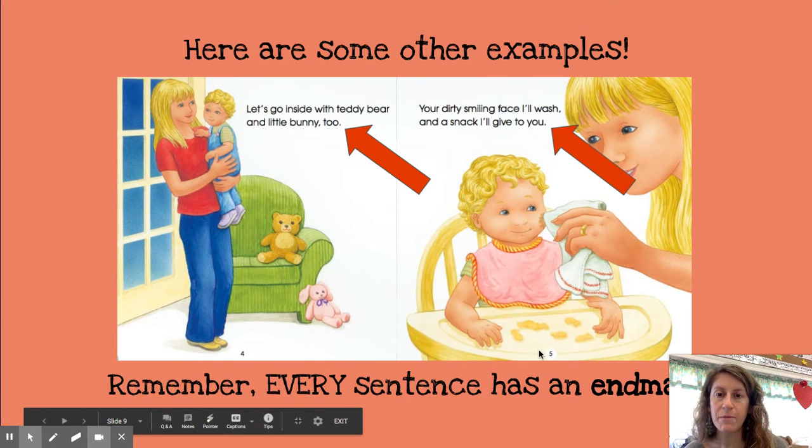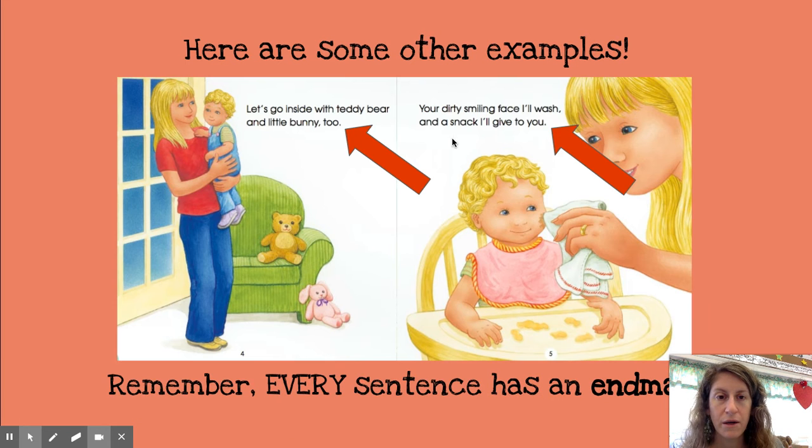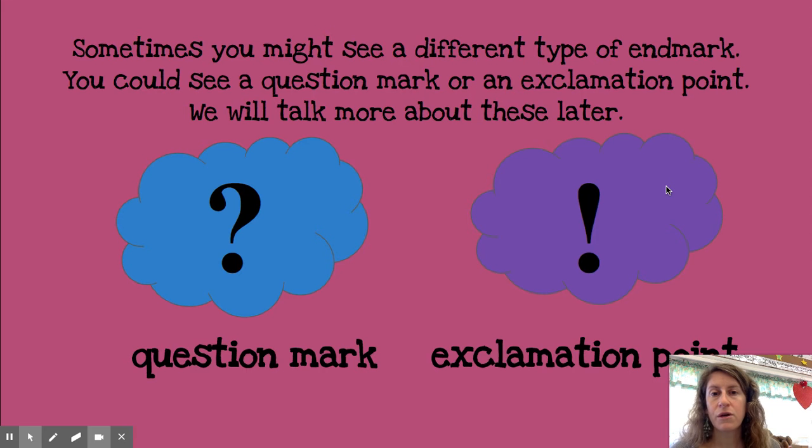So here are some other examples of sentences that have a period as an end mark. Here's one right here, and here's another. Every single sentence will always have some type of end mark. Sometimes you might see a different type of end mark. You've probably seen this one. This one is called a question mark. And you've probably seen this one, and this one is called an exclamation point. And they have different jobs, but we're not going to get into that right now. We're going to talk about those later. But if you see them, or you see a period, you know that it's the end of a sentence.